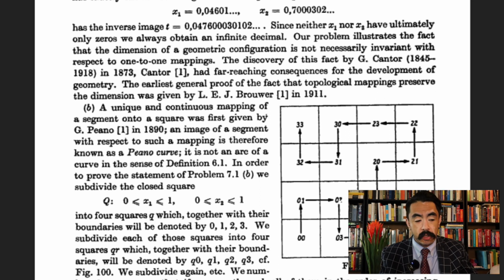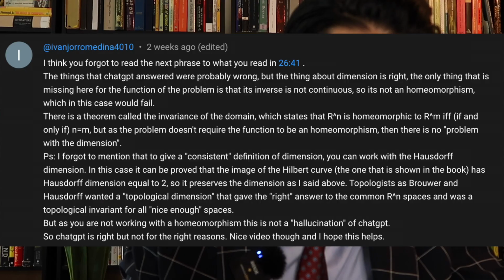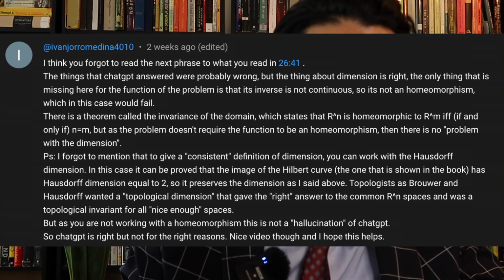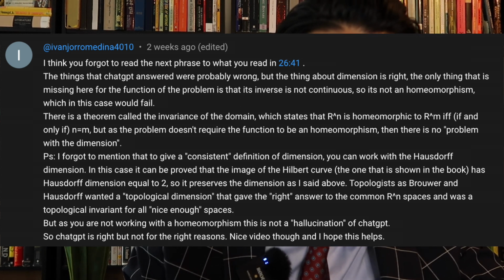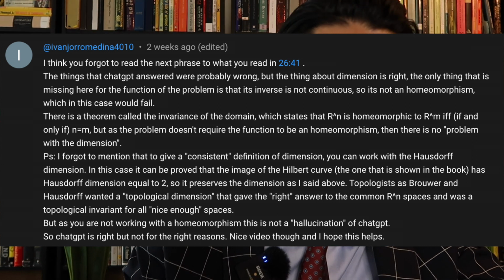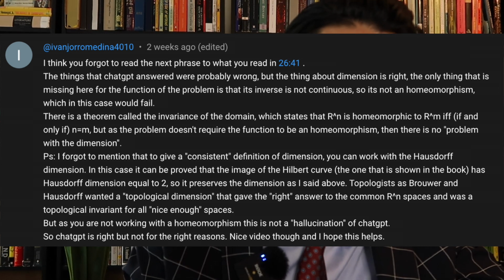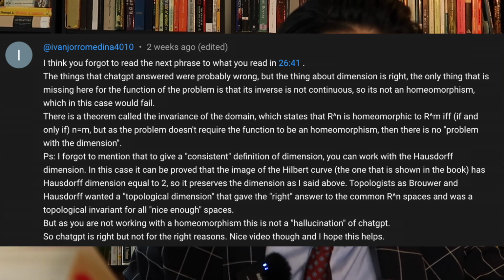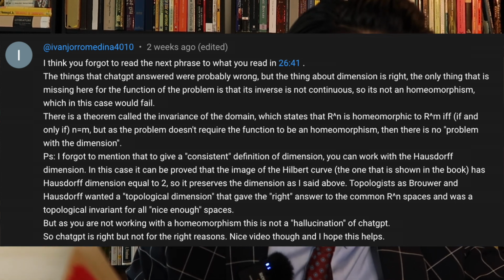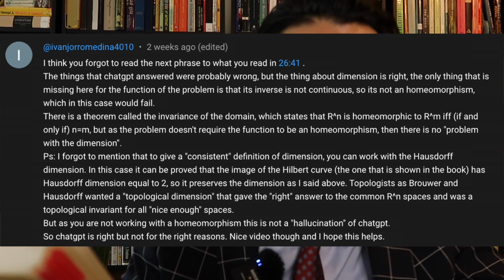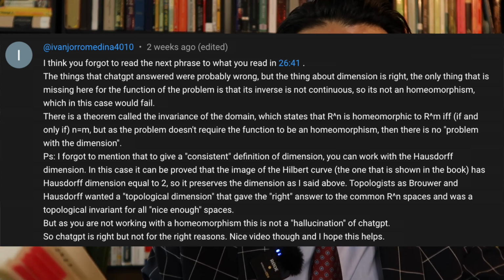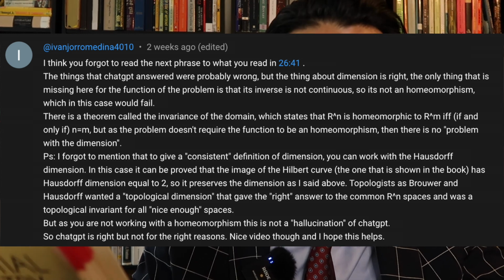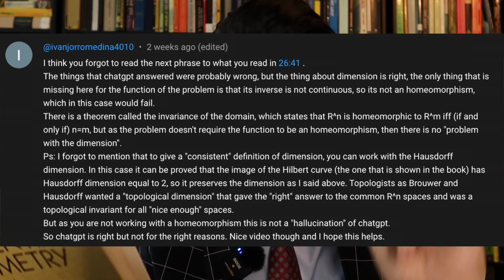curves, which leads me to the rest of Ivan Joro Medina's comment. "The things that ChatGPT answered were probably wrong, but the thing about dimension is right. The only thing that is missing here for the function of the problem is that its inverse is not continuous, so it's not a homeomorphism, which in this case would fail. There's a theorem called the invariance of the domain, which states that Rn is homeomorphic to Rm if and only if n equals m. But as the problem doesn't require the function to be a homeomorphism, then there is no problem with the dimension.